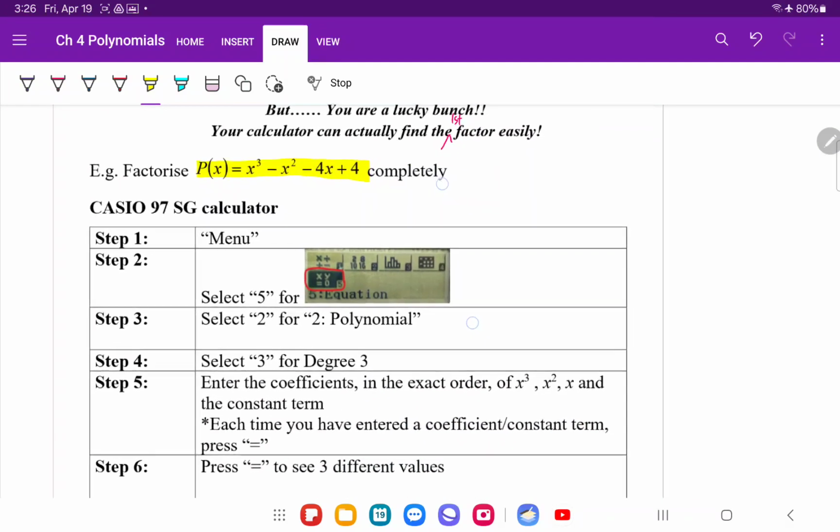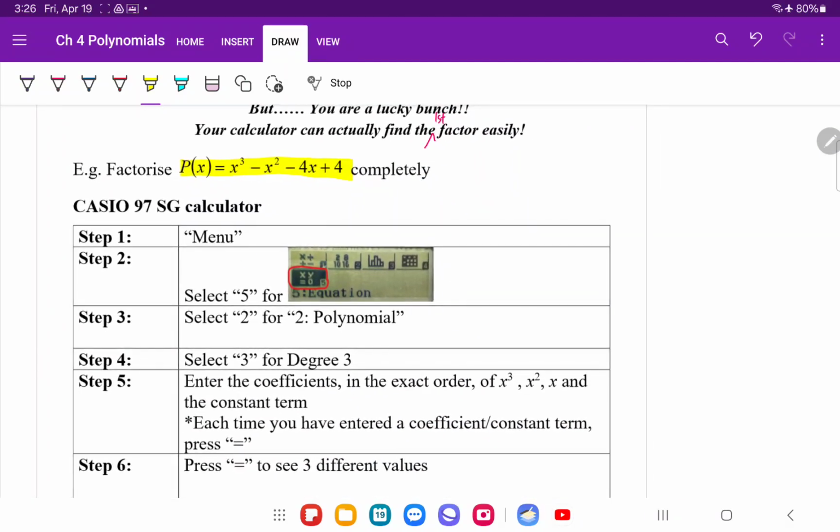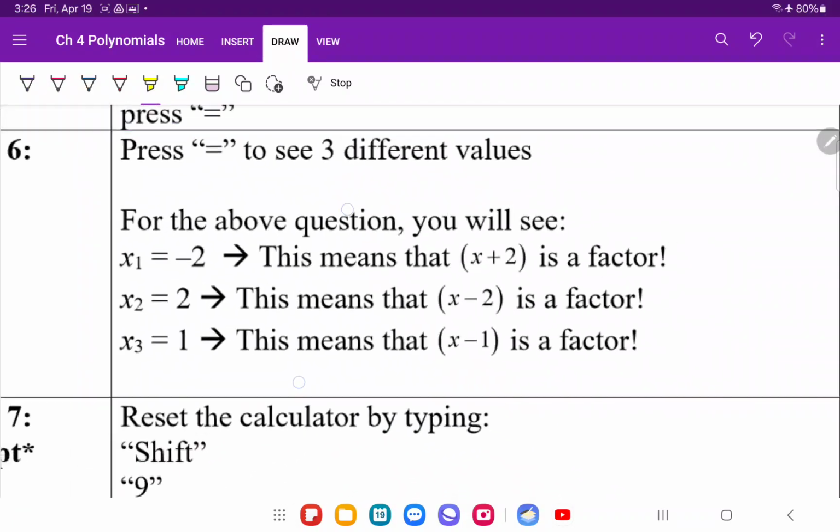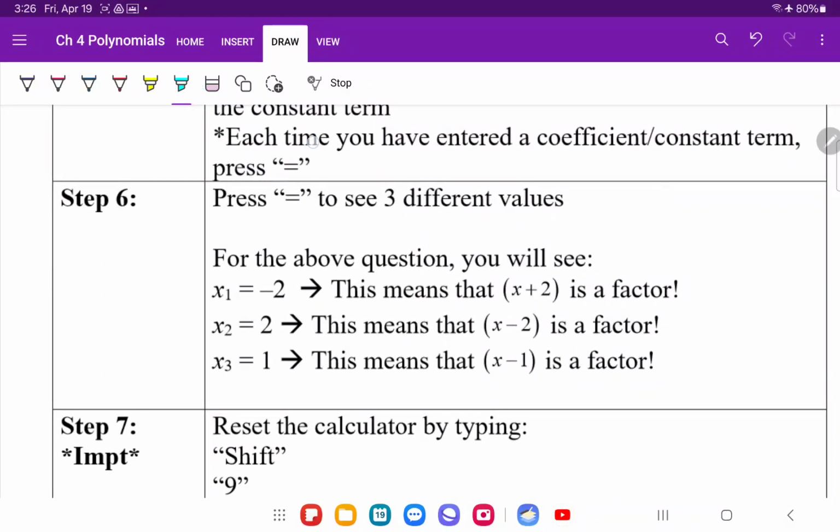The step-by-step guide will tell you to go to menu and so on. If you follow these steps, you will eventually reach this particular step 6, and you will see 3 values appearing. Now, these 3 values are super important. These 3 values are related to our do now activity just now.